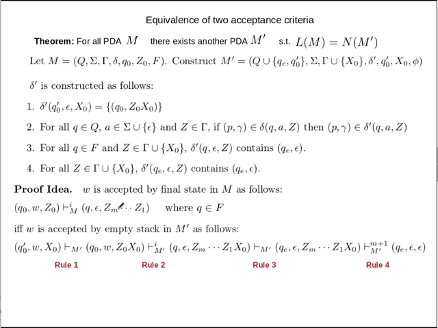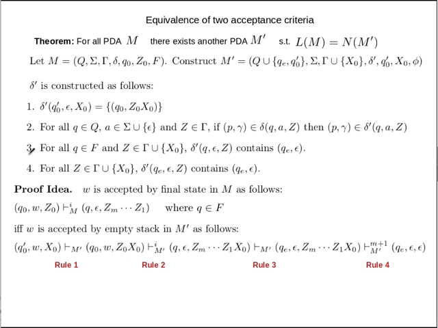And if this W is accepted, that means you reach some ID where this q is a final state in M, right? Because M is accepting W via final state. So this q will be a final state here.